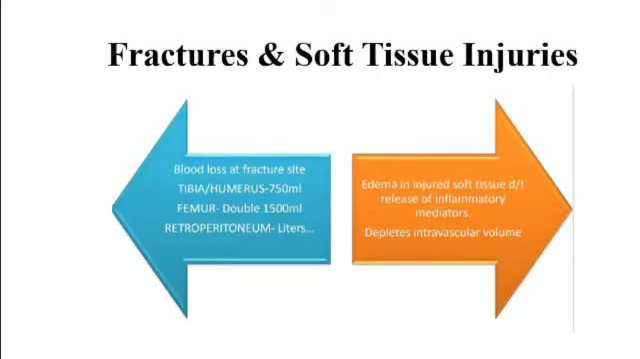So the fractures and soft tissue injuries, the calculation of blood loss at the fracture site: if the tibia or humerus is fractured, then approximately 750 ml of blood is lost. 750 ml blood is lost, and if the femur is fractured, then it is double, that is 1500 ml of blood is lost, and with retroperitoneal organ injury, liters of blood are approximately lost.